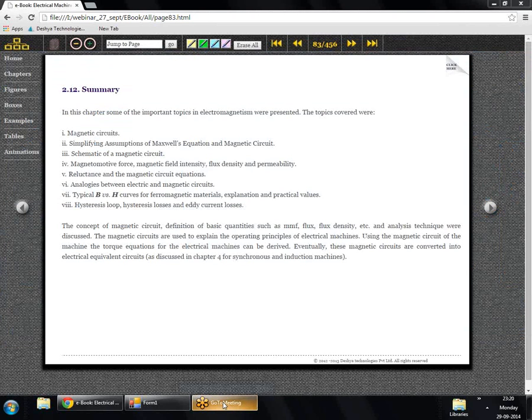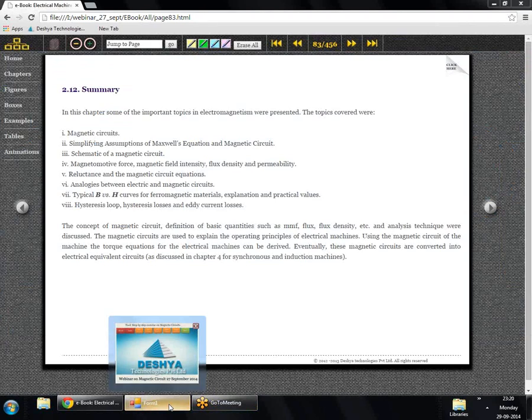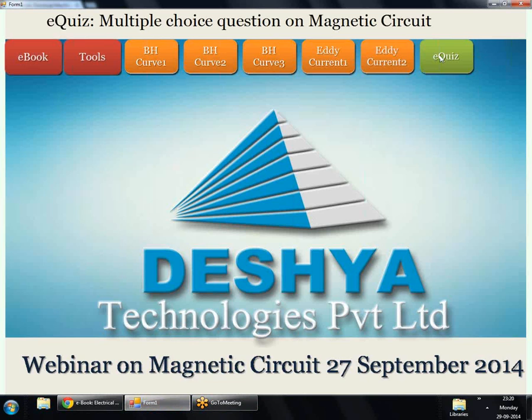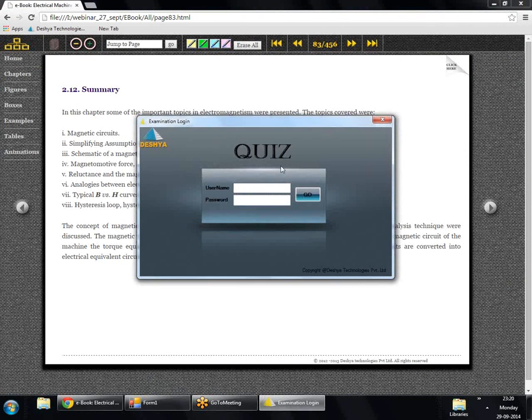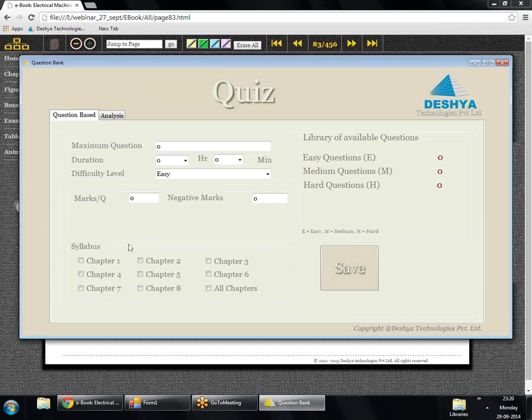Now besides the exercise, we also have a quiz. So let's see the quiz. First the teacher has to log in and set the quiz. Now if you see here, there are 8 chapters in the book, and there are questions related to each chapter. The chapter that we have discussed today is chapter number 2. So let's restrict our quiz to chapter number 2.